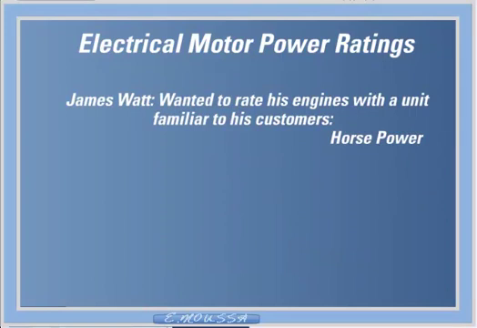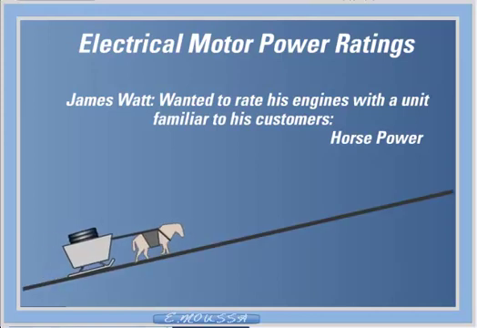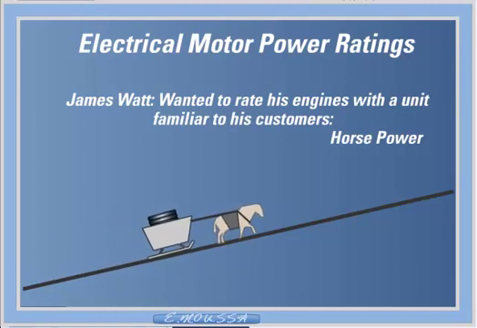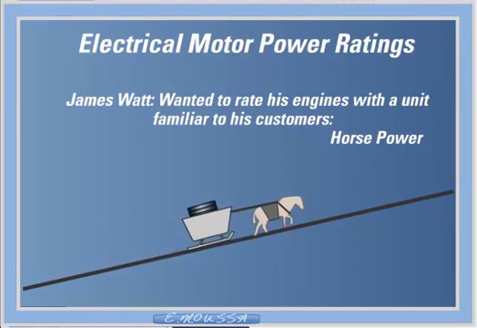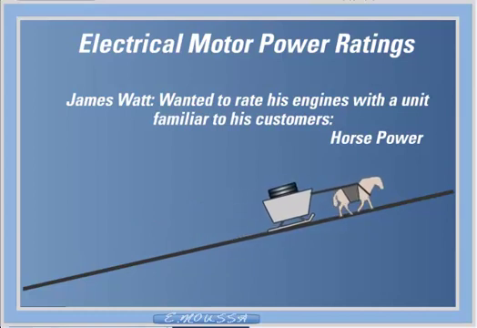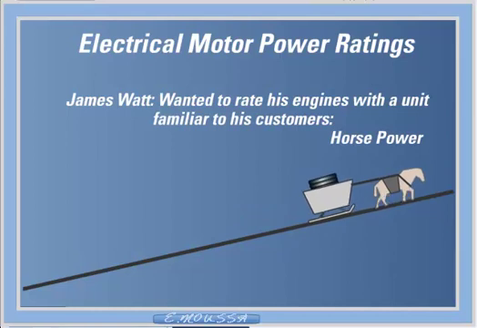James Watt wanted to rate steam engines that he was producing in a unit of power that his customers could relate to. Since the traditional source of power had been the horse, he felt that by quantifying the work that a horse could perform into a new unit of power, the horsepower, and then rating his steam engines in accordance with this new unit of power, his customers could appreciate the capabilities of his steam engines.